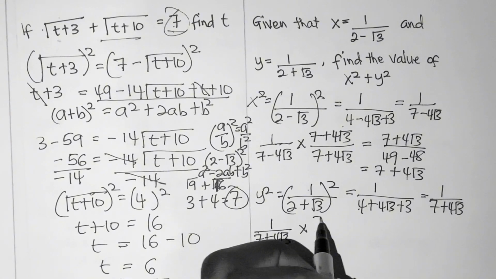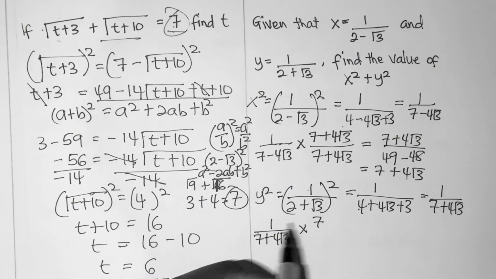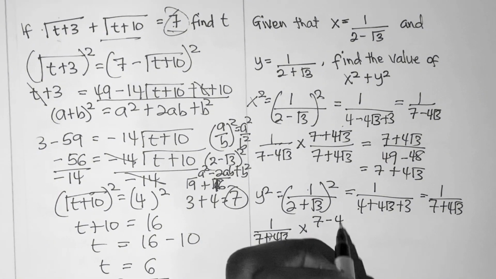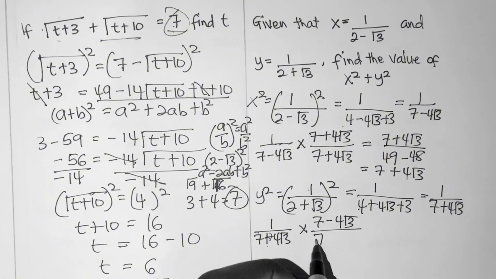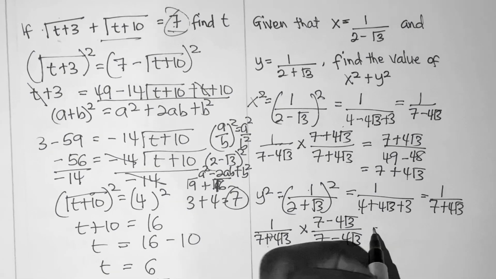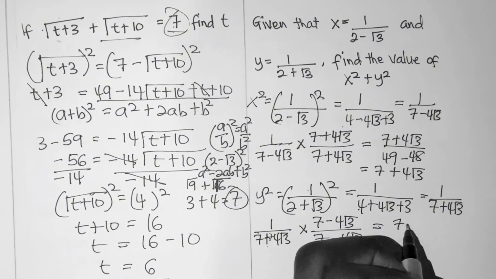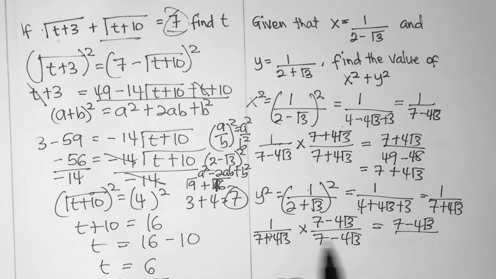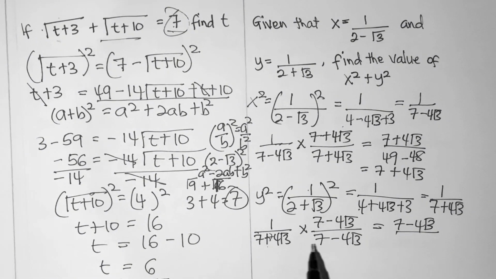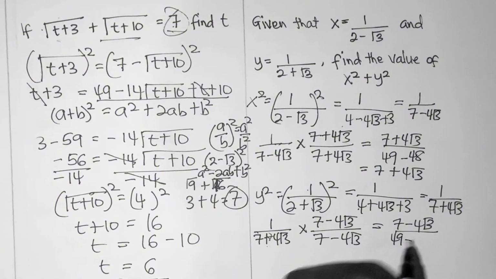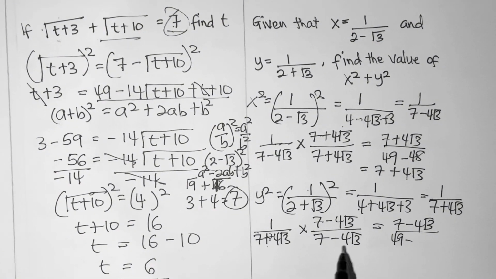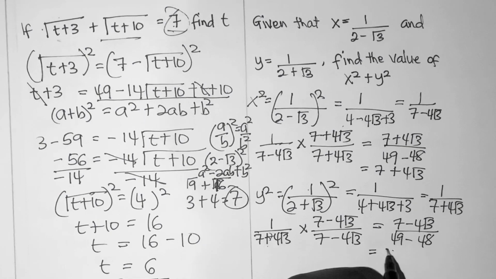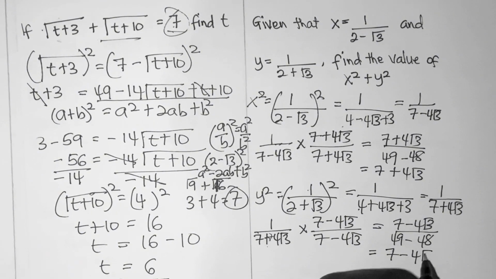So we can rationalize. We multiply both the numerator and the denominator by, just negate this, 7 minus 4 root 3 divided by 7 minus 4 root 3. So this becomes 7 minus 4 root 3 divided by, this is also a difference of 2 squares. 7 times 7 is 49 minus 4 times 4 is 16, 16 times 3 is 48. This is equal to 7 minus 4 root 3.